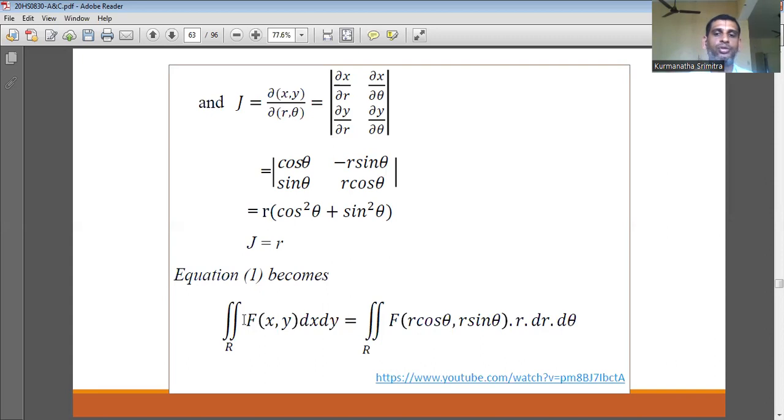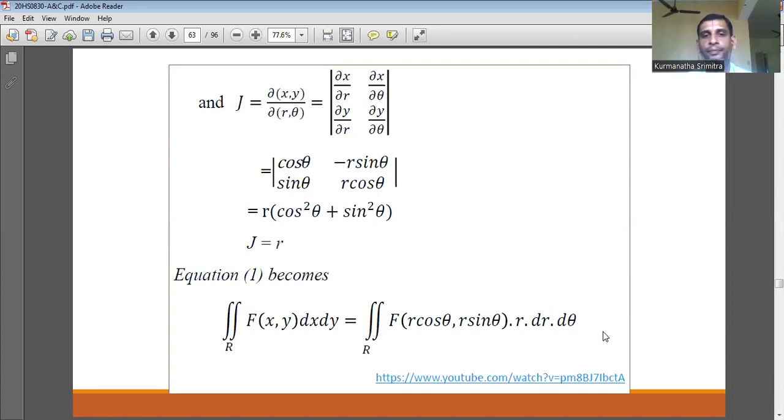By substituting in the given formula, the double integral over R of f of x, y dx dy equals the double integral over the same region R of capital F of r cos theta, r sin theta, times the modulus of the Jacobian. Here the Jacobian is r, and the modulus of r is also r, because r is always positive, times dr d theta. In polar coordinates, r is always positive because it is a distance value. So modulus of r is r.